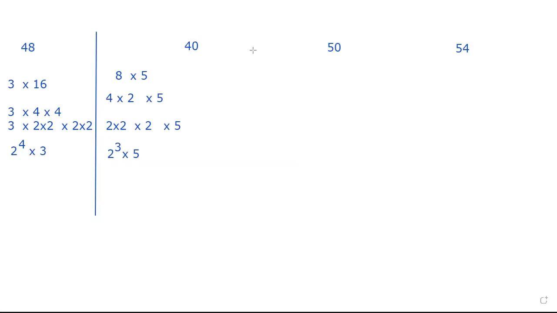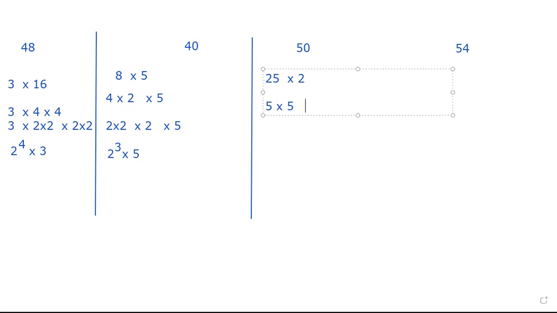Okay, let's go on to this next one. Let's look at this 50. Right here, I'm going to move this 50 over a bit. Okay, let's just break down 50. Let's just say that's 25 times 2. Now, 25 is not a prime number. That can still be broken down further. So for 25, let's just say 5 times 5, then times 2.